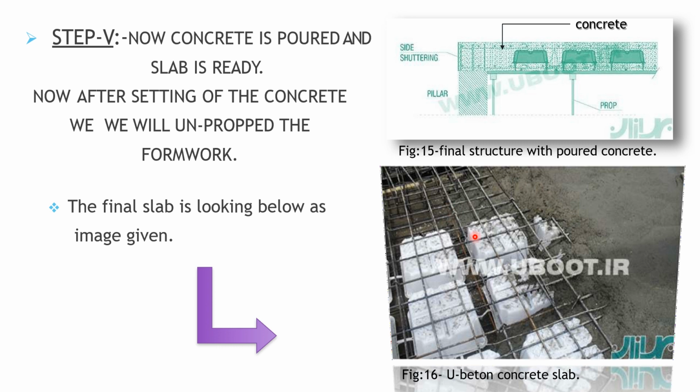Before pouring the concrete, the slab looks like this. This is the finished slab on the right side, and this is before finishing, before pouring of the concrete. Upper reinforcement and lower reinforcement are kept. In between those, these U-Betons are kept.